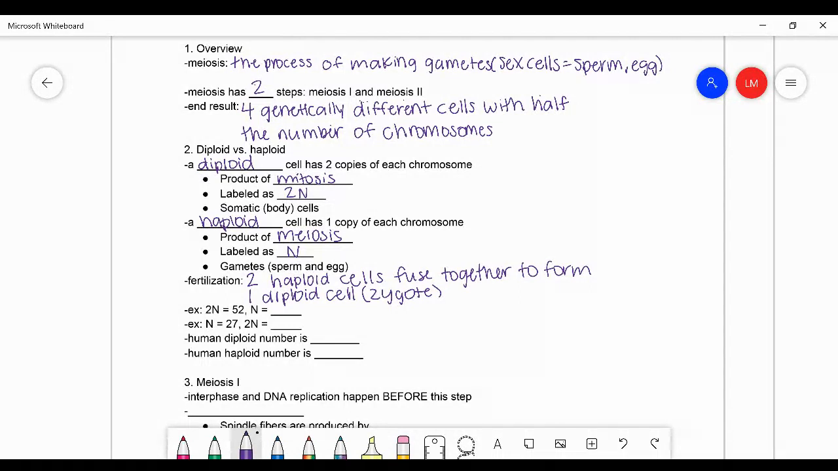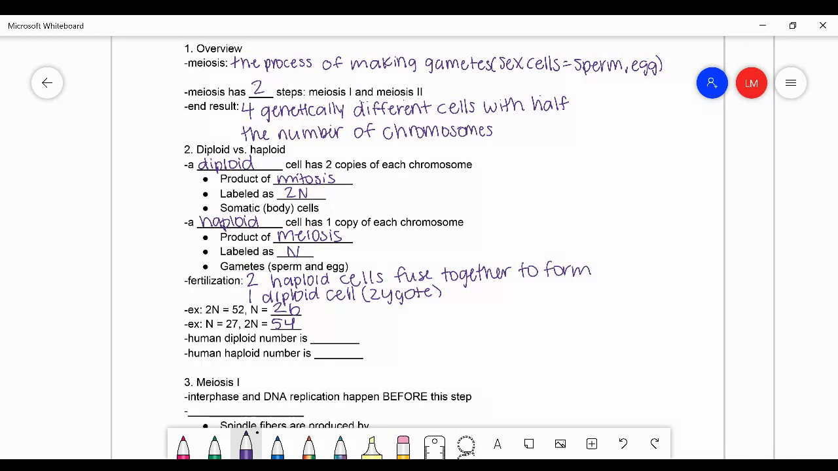So let's look at some examples. Let's say an organism's diploid number is 52. Then I know that its haploid number would be 26. Just to go from diploid to haploid, we're going to divide by 2. For another example, suppose that an organism's haploid number was 27. And we're going to double that to get the diploid number, and we get 54.